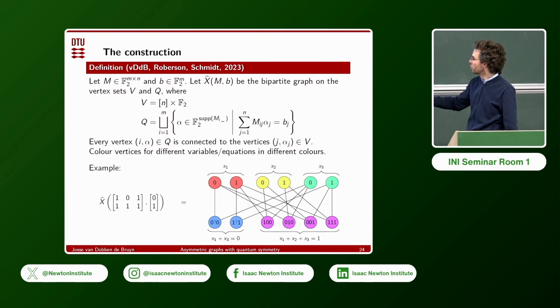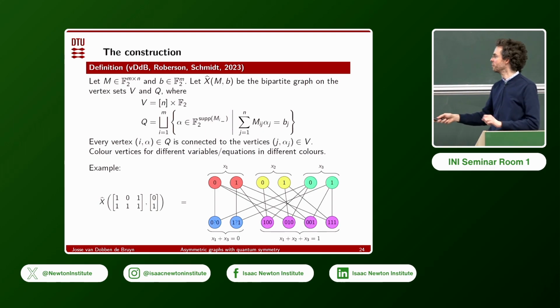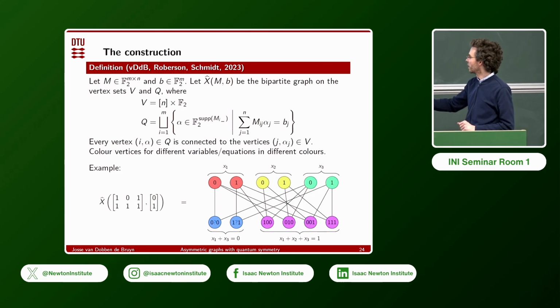And then on the bottom part of the graph, we take these equation vertices, where for every equation, we make vertices for all valid assignments of the variables that occur in that equation. Variables that do not occur in that equation, we ignore. So for instance, here we have this equation x1 + x3 = 0. So we put a vertex 0?0 and a vertex 1?1. That's all possible assignments of the variables that occur in that equation and that satisfy the equation, I should have said. And here we get 4 instead of 2 for the other equation.